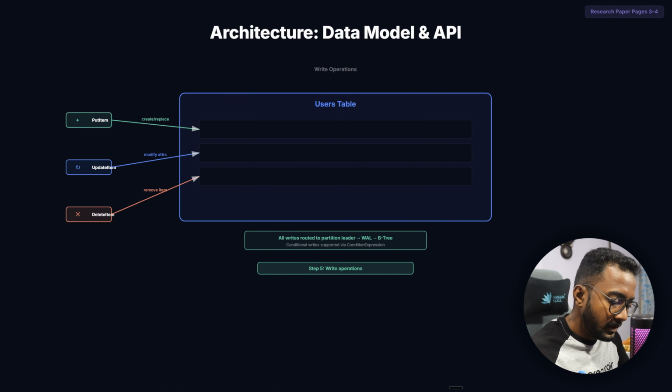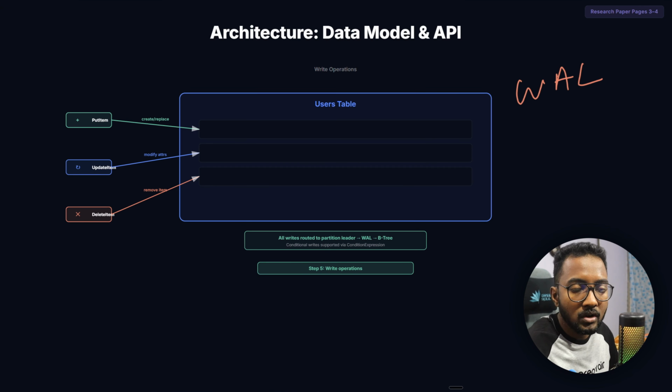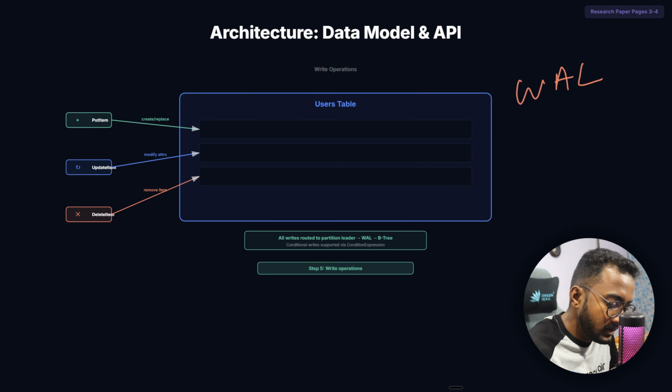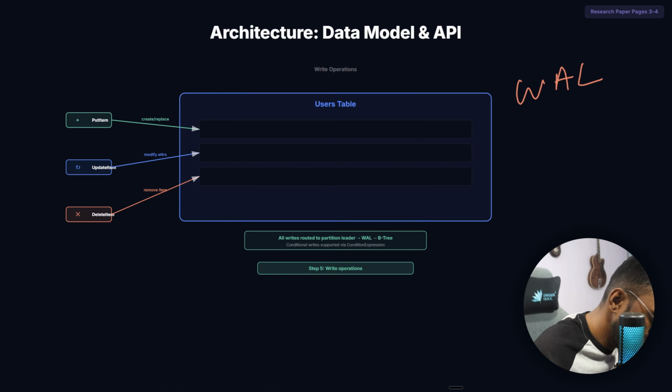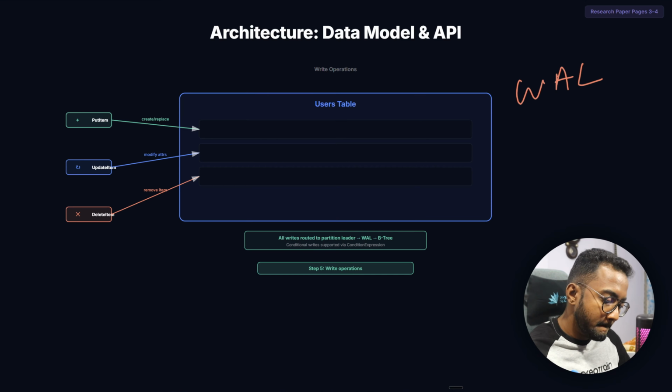Any write can carry a condition that it must satisfy to succeed, and all of those writes go to the partition leader directly. The leader appends a write ahead log, or WAL. This write ahead log concept is important. It is appended as a record, and eventually it is applied to the B tree inside the log structure tree that they have, and we will come back to this. But the thing is, there is only one writer per partition.